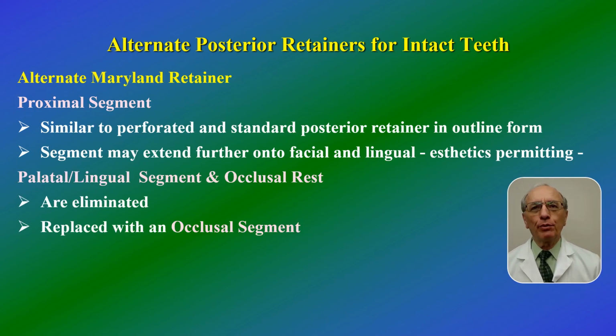So the alternate posterior retainer for intact teeth has a proximal segment similar to the perforated retainer and the standard Maryland retainer in outline form. The palatal-lingual segment and the occlusal rest are eliminated, replaced with an occlusal segment.